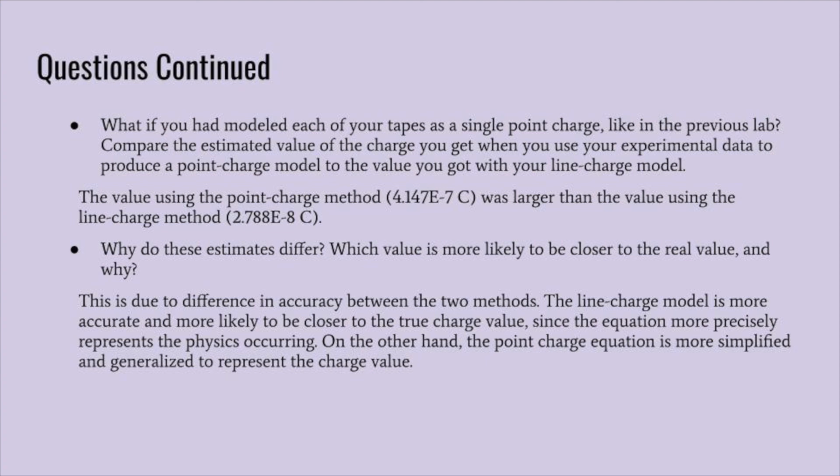Why do these differ, and which value is more likely to be closer to the real value, and why? This is due to a difference in inaccuracy and accuracy between the two methods. The line charge model is more accurate and more likely to be closer to the true charge value, since the equation more precisely represents the physics that's occurring. On the other hand, the point charge equation is more simplified and generalized to represent the charge value.